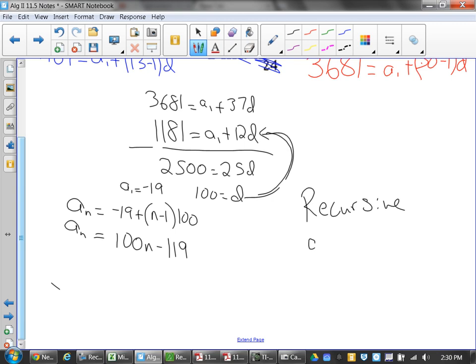Remember we write it down twice, a sub n and your first term. This will always be first term, or n minus 1. And what was your difference? That's correct. And what's your first term? And all the recursive formula stands for is each term in succession is created by doing something to the previous term. So each term in that sequence, starting at negative 119 to get the next one, just add 100.